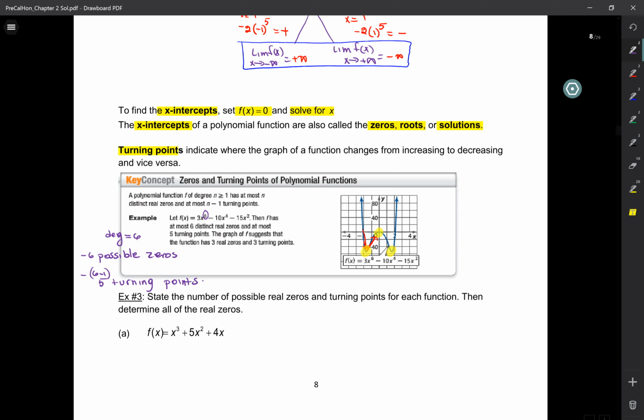Now, does this graph have 6 zeros? No. As a matter of fact, it's got 1, 2, 3 zeros. That's fine. It can have less than 6. All this is saying is it is allowed to have a maximum of 6 zeros. Now, how many turning points did we decide it had? The highlighted ones say it has 3 turning points. That's fine. It can have up to 5, but sometimes in reality it'll have less.